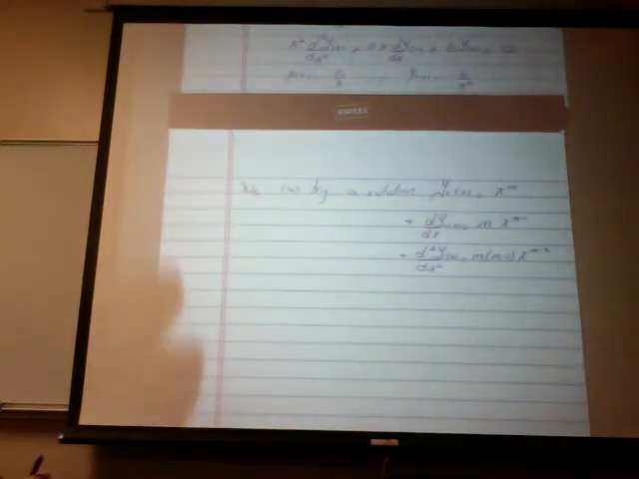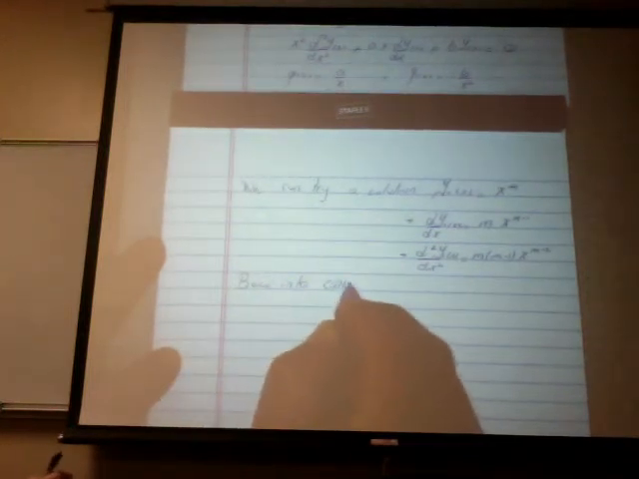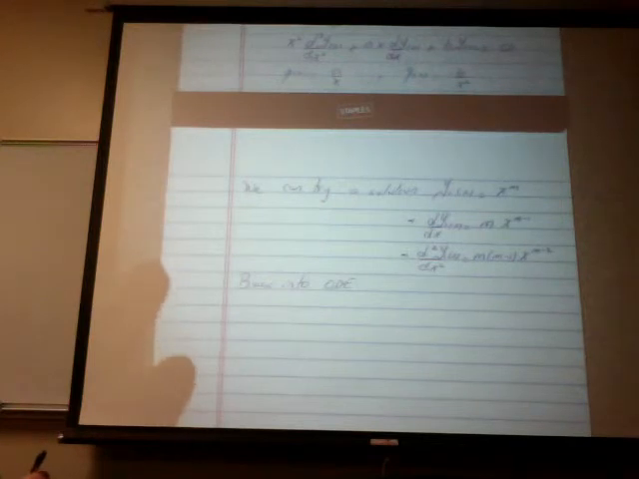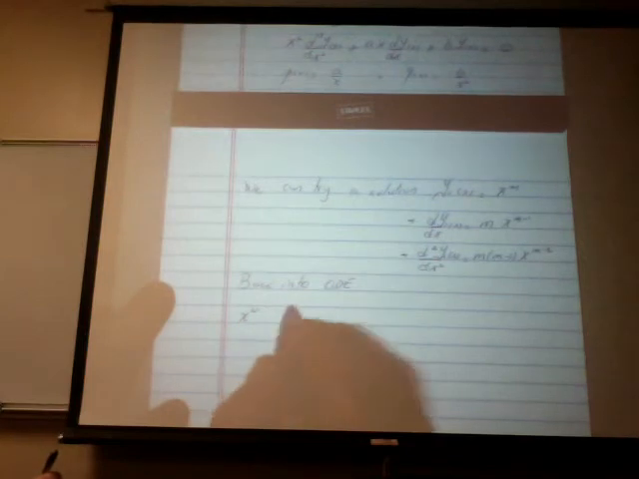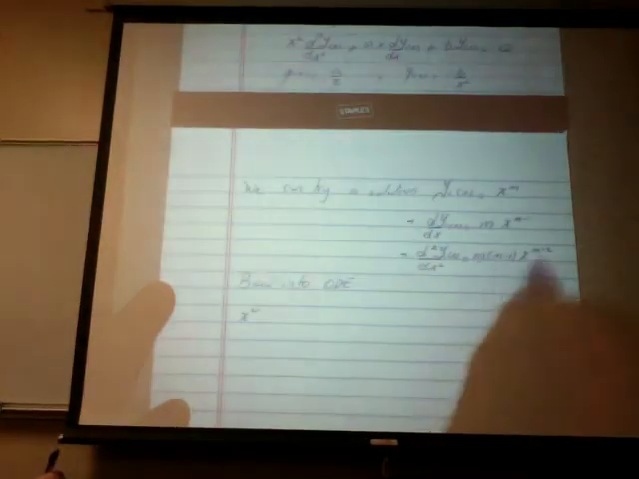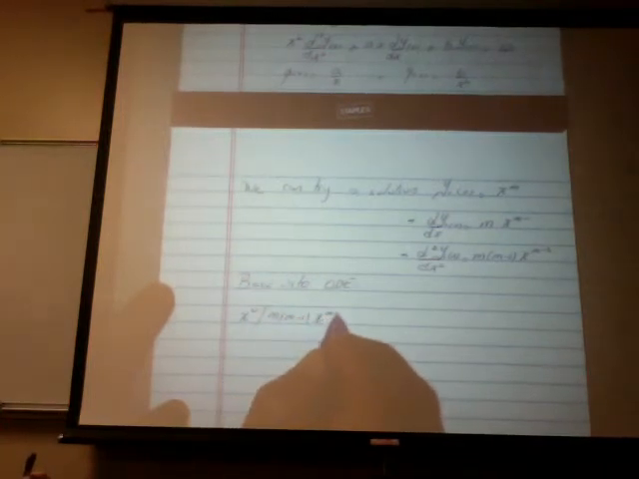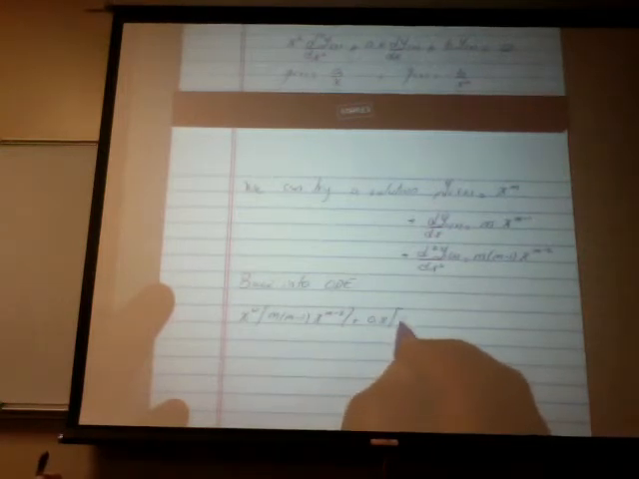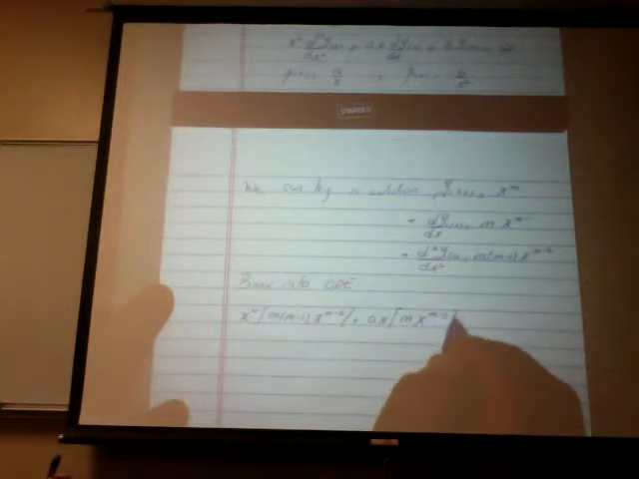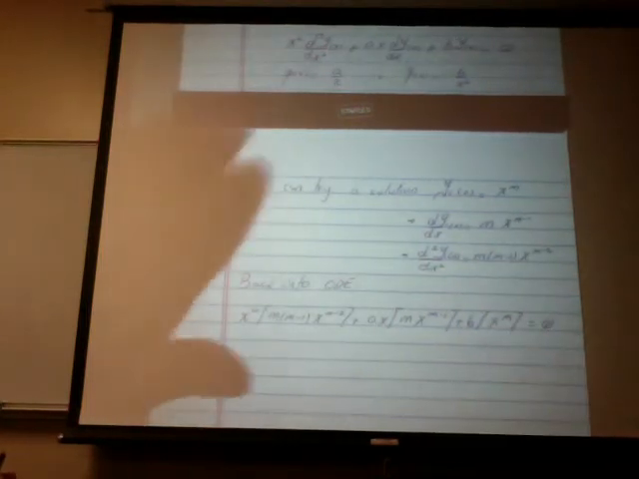All right. So if we plug this back into the ODE, we'll get x squared times the second derivative of y with respect to x, which is m times m minus 1 times x to the m minus 2, plus ax times the first derivative of y, which is m times x to the m minus 1, plus b times the function y of x that we are trying, and that's equal to 0.